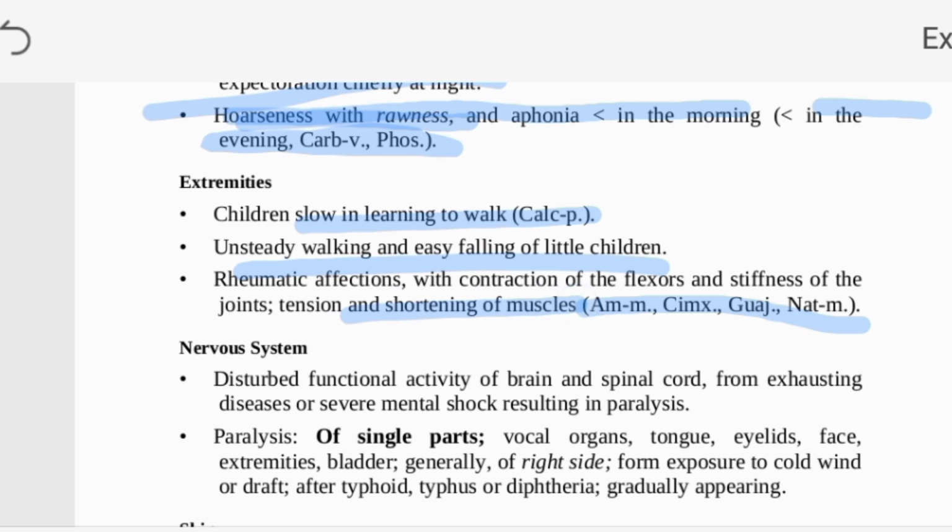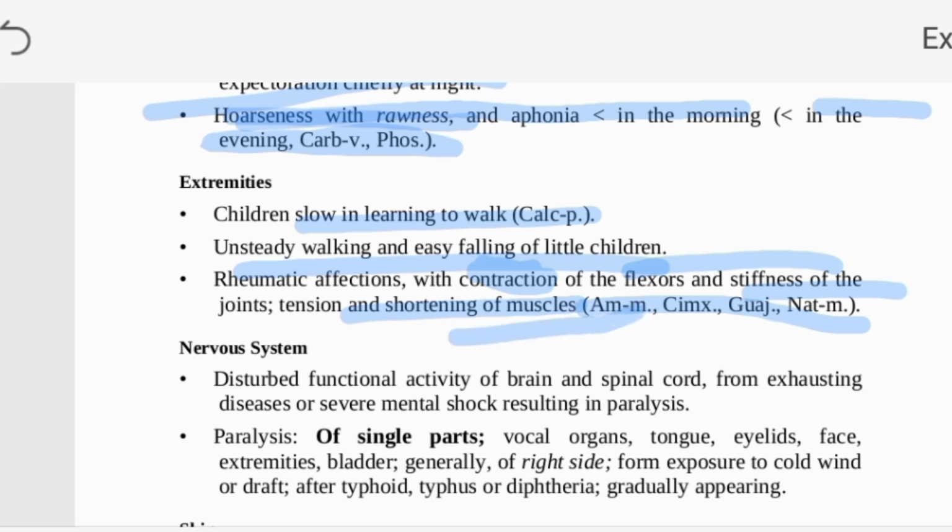rheumatoid arthritis or rheumatic joint or sciatica: Ammonium carbonicum, Rhus tox, Guaiacum and Causticum are always given in case of rheumatic affection. In rheumatic affection, contraction is most important. Contraction is the most important peculiar point of Causticum. That's why contraction of the flexors and stiffness of the joint is the important point, where the patient gets so much tension and shortening of the muscle can occur.